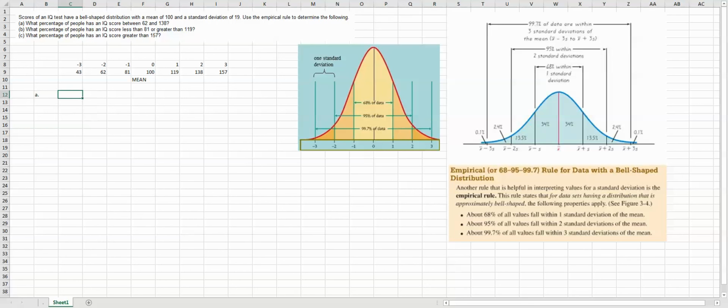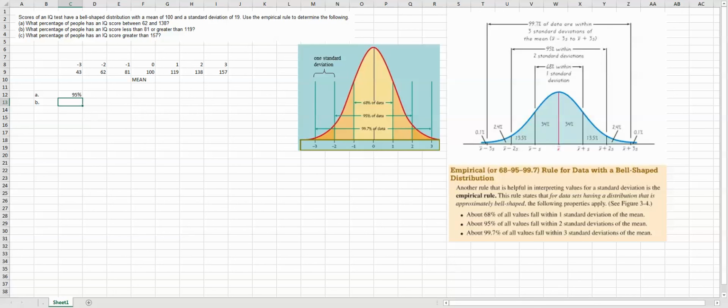Question A says between 62 and 138. Well, 62 happens to be 2 standard deviations below, and 138 happens to be 2 standard deviations above. So 2 below and 2 above actually puts us at 95%. So 95% of our data falls between those two numbers.